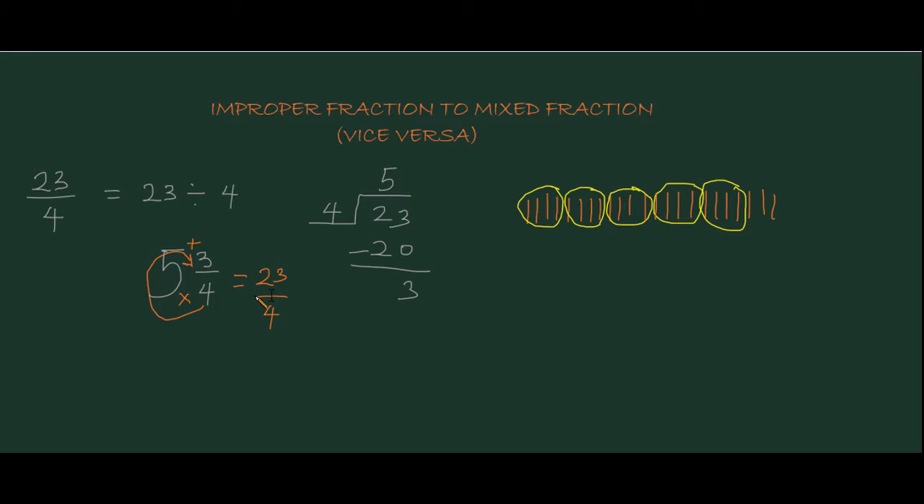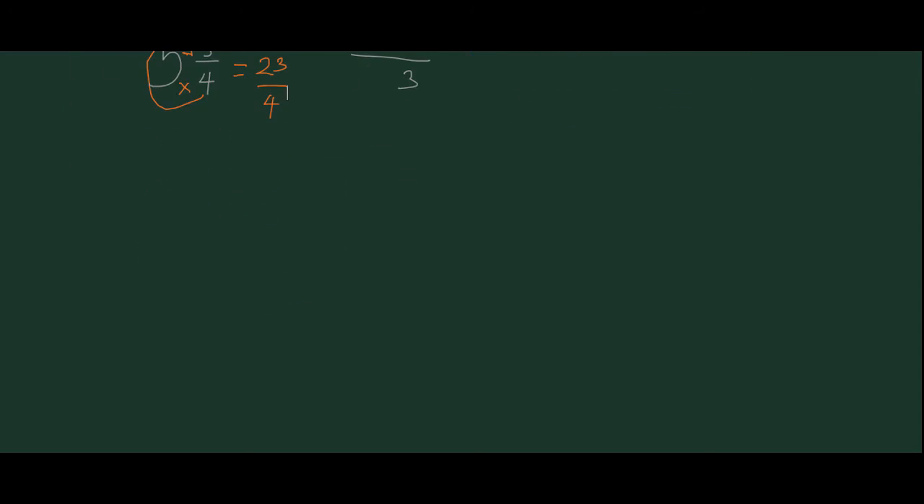Let's look at another example whereby we have another improper fraction. Let's take, for instance, we have 17 over 6. Revisiting our long division, we're going to draw a step.